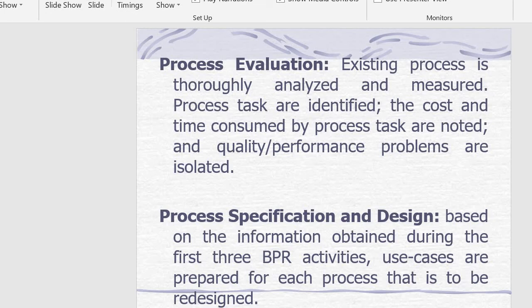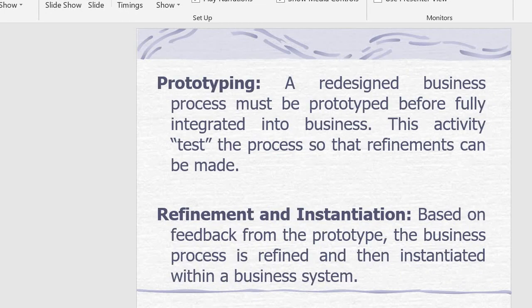Next we have the process evaluation, as it indicates. Whatever process we have needs to be thoroughly analyzed and measured. The process tasks are identified, and the cost and time consumed by the process tasks are noted, and the quality and performance problems are isolated. The next step in business process re-engineering is the process specification and design. Once the process evaluation is completed, we go for the specification and design, and based on the information obtained during these first 3 BPR activities, use cases are prepared for each process that is to be redesigned.